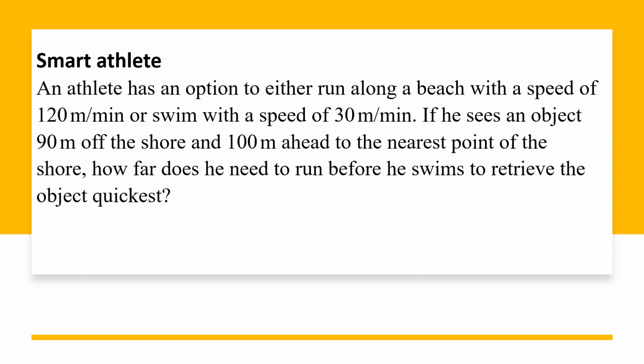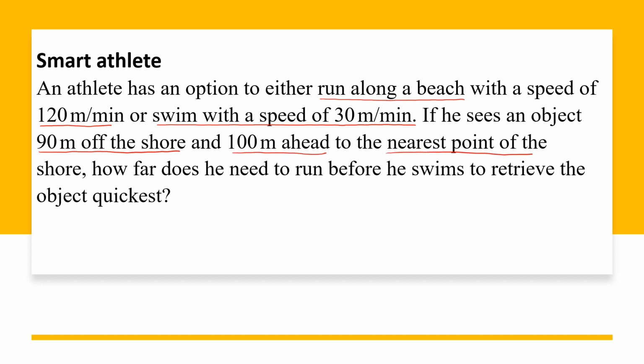What it says is, an athlete has an option to either run along a beach with a speed of 120 meters per minute, or swim with a speed of 30 meters per minute. These numbers may not be exactly accurate; I just picked some numbers as a math problem. If he sees an object 90 meters off the shore and 100 meters ahead to the nearest point of the shore, let's try to understand what that means.